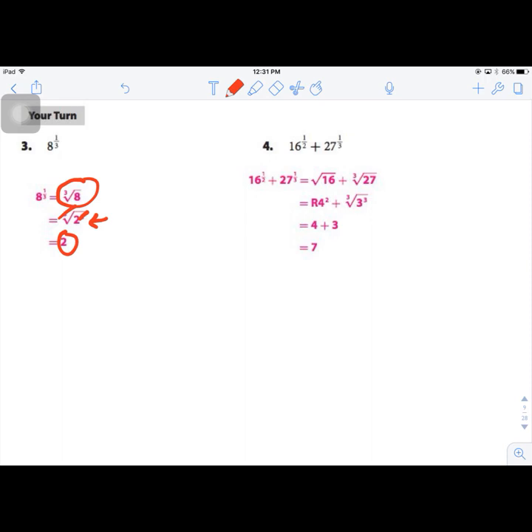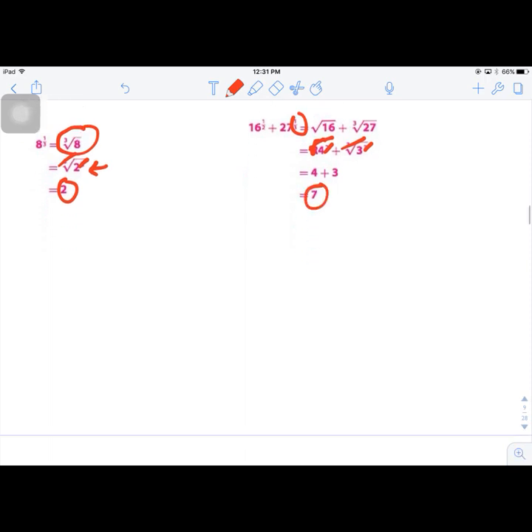The next one, we can rewrite the half power as a square root and the 1/3 power as a cube root of 27. Next, rewrite the 16 as 4 squared. Then the square root and the square cancel out, leaving the 4. The 27 can be 3 to the third, and they will cancel out. So we have 4 plus 3, which is 7.